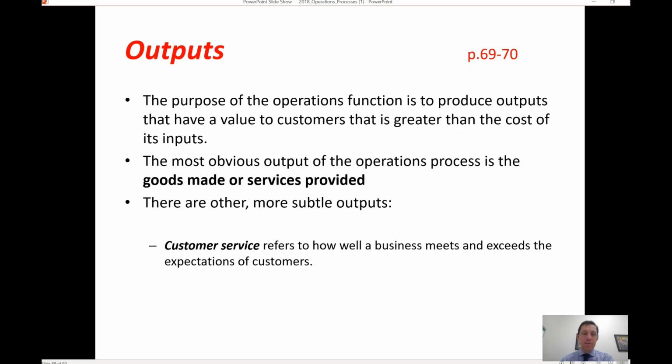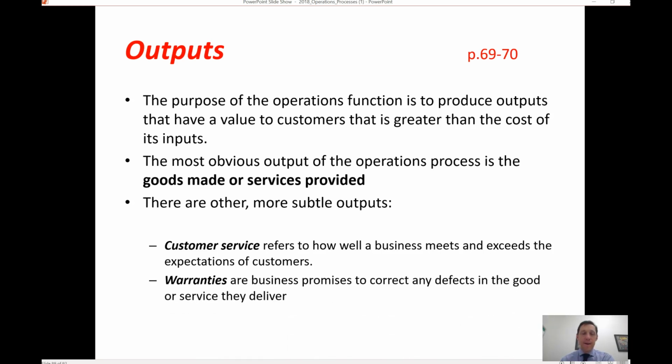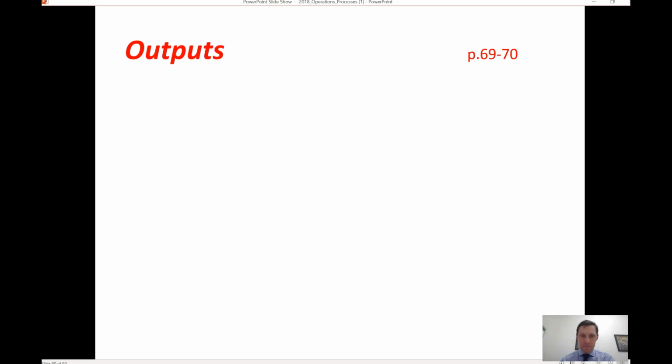So that output could be customer service, so how well the business meets and exceeds the expectations of its customers. And then warranties are the business's promise to correct any defects in the good or service they deliver should it be of a substandard quality.